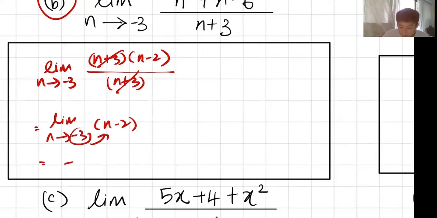So what you get is minus 3 minus 2 equals minus 5. Okay, when I get a number like that, then I can straight away substitute. Even though it's approaching, you straight away substitute, you get the answer. But why can't I do it on this step? Why can't I substitute on this step?